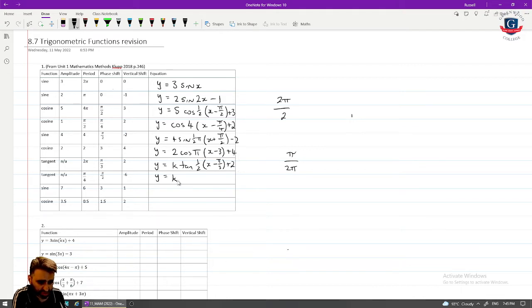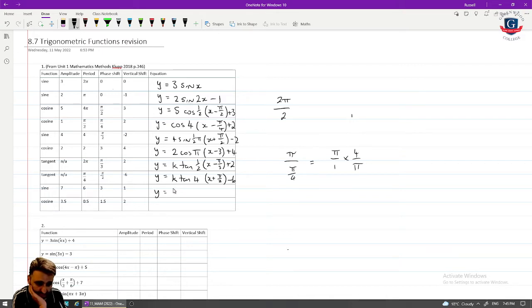Y equals k tan. Again, we're doing with tan, so period of natural cycle of tan is just pi. Pi divided by 4 equals pi on 1 times by 4 on pi, so it's just going to be 4. X plus pi on 2 take 6.